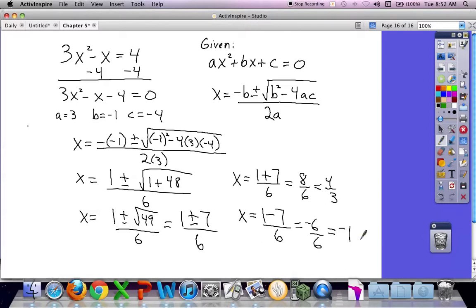So, look at the example above this and make sure you understand how we're using this formula, if it's written down in front of you, to solve a quadratic equation.